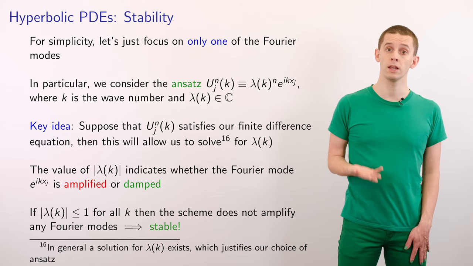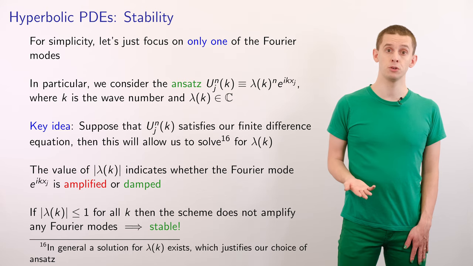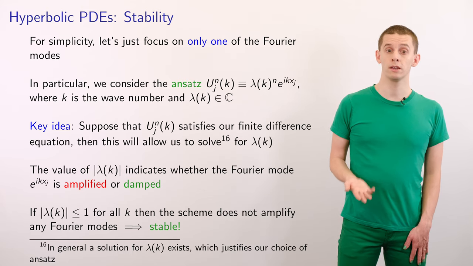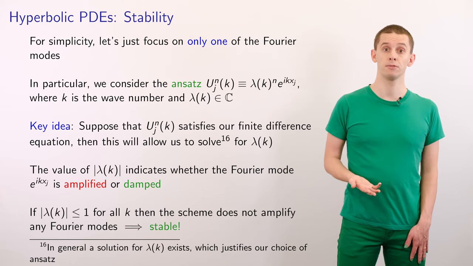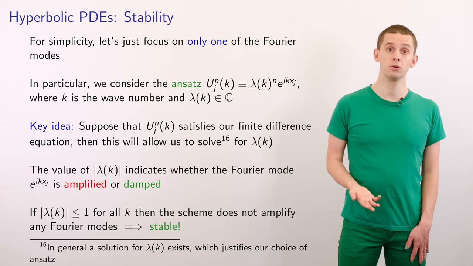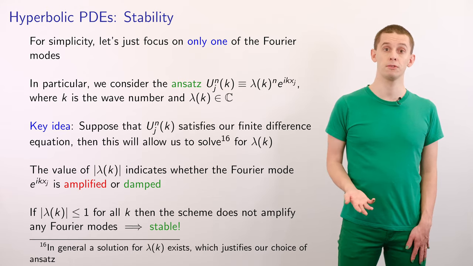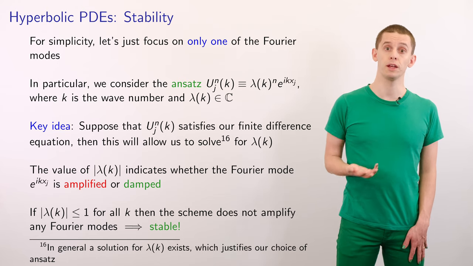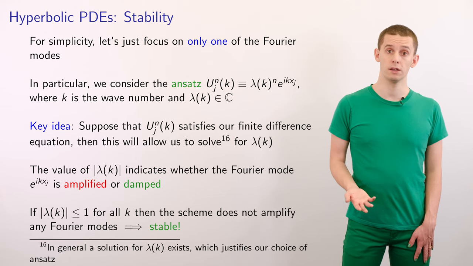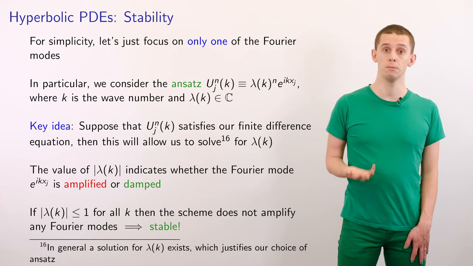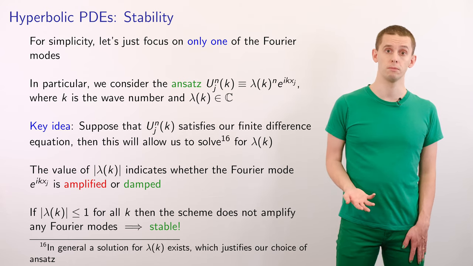And typically, for linear equations, this is possible. And the magnitude of lambda(k) indicates whether the Fourier mode e^{ikx_j} is amplified or damped. And if the magnitude of lambda(k) is less than or equal to 1 for all k, then our scheme does not amplify any Fourier modes and will therefore be stable. So let's now look at performing a stability analysis for the upwind method and the central difference method for the linear advection equation.